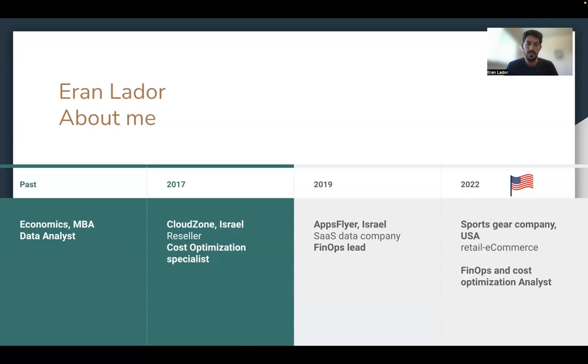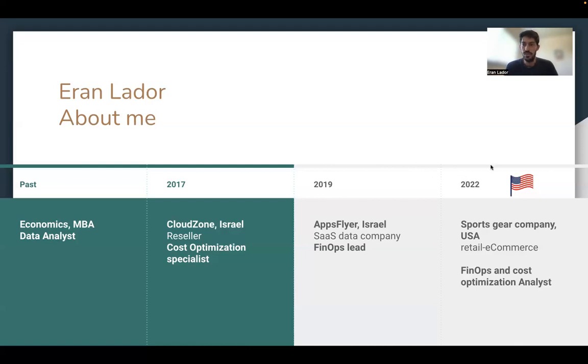And then in 2019, I moved to OpsFlyer, which is a big SaaS data company, where I was the FinOps lead. On top of providing recommendations, I was in charge of executing them, on top of monitoring cloud cost, budgeting, and other things. Back then, OpsFlyer was the biggest spender in Israel in the cloud. But 2 or 3 years later we were not the big ones, as we flattened the curve and optimized really well.